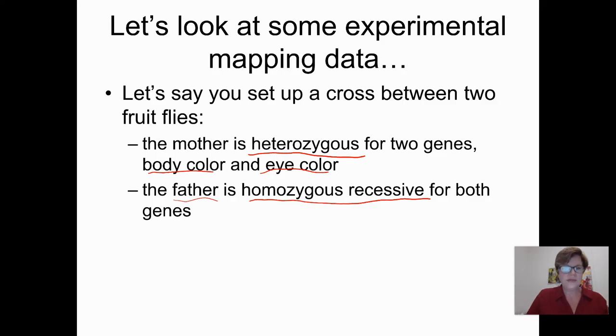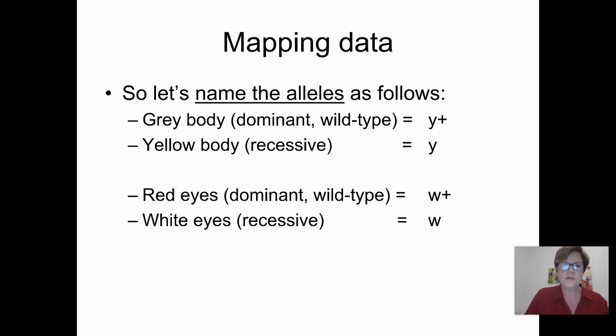And so let's say we have reason to believe that these two genes, the gene for body color and the gene for eye color, are linked. So we're going to set up this test cross and see if they are linked, and if they are linked, what's the distance between the genes.